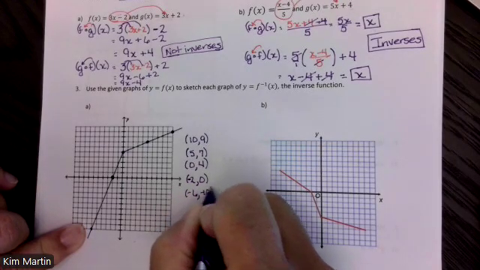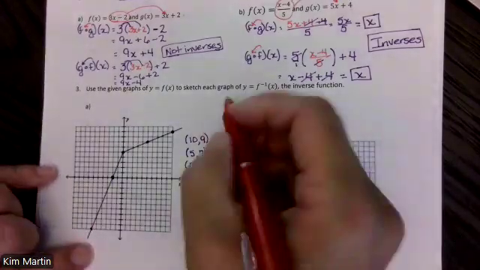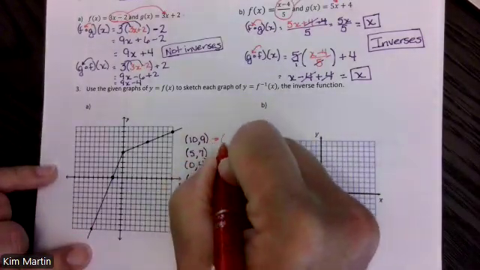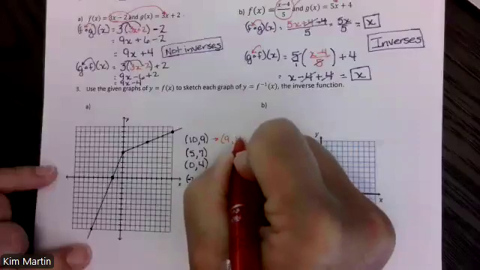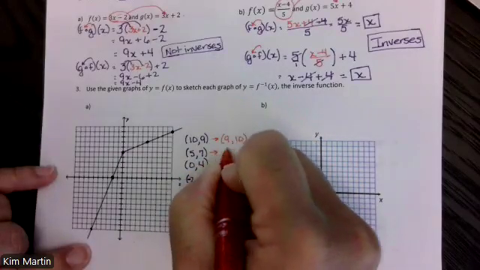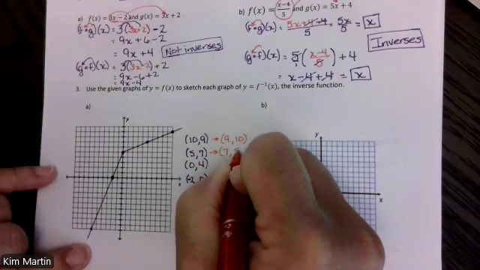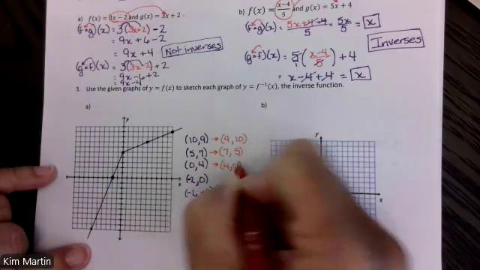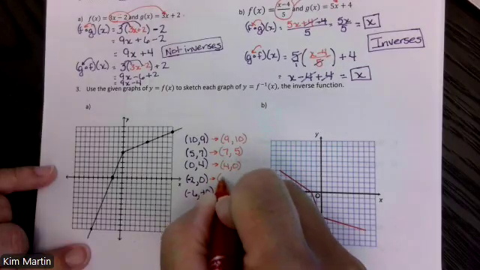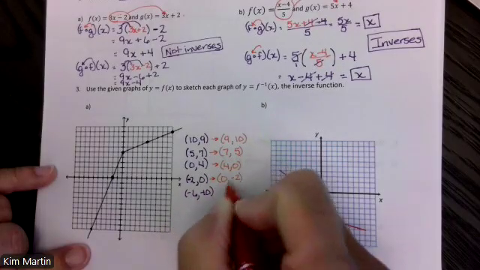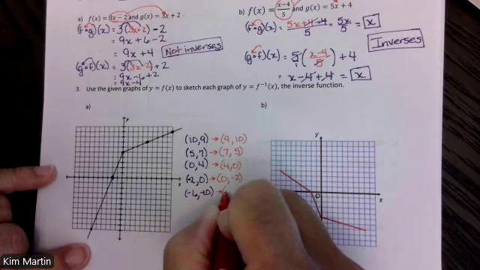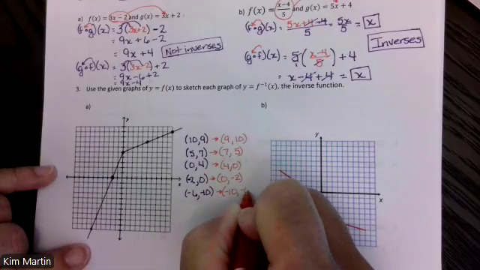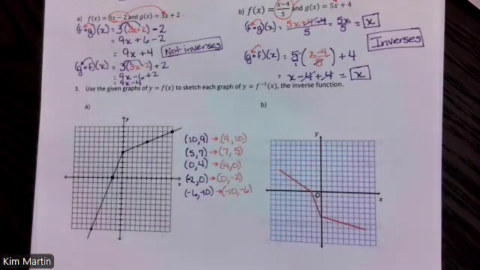-10. So when you are going to do the inverse, all you do is you switch your x and your y. So this becomes 9, 10, 7, 5, 4, 0, 0, -2, and -10, -6. And then we graph these.